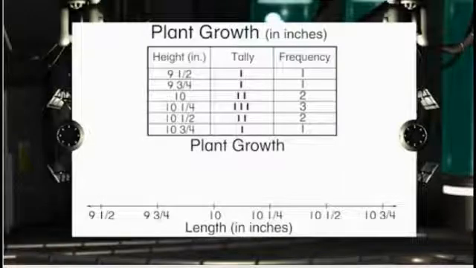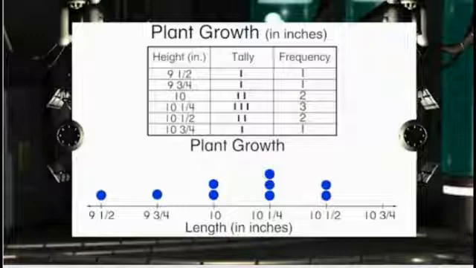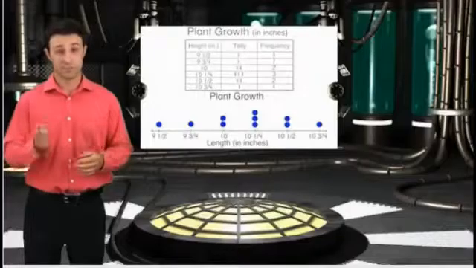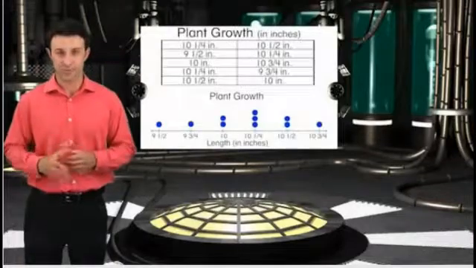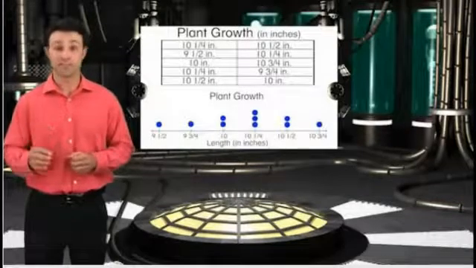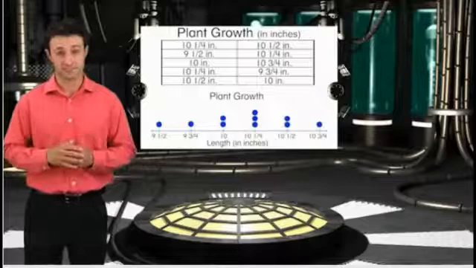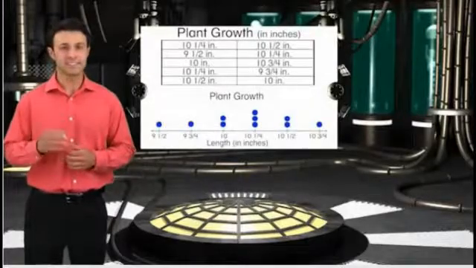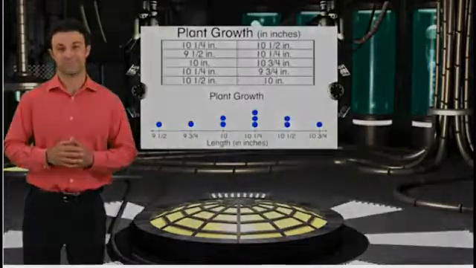The tallies are 1 each for 9 1/2 and 9 3/4, 2 for 10, 3 for 10 1/4, 2 for 10 1/2, and 1 for 10 3/4. So, this line plot displays the data from the frequency table of recorded heights in inches for my plants. Line plots are an easy-to-read display for data.